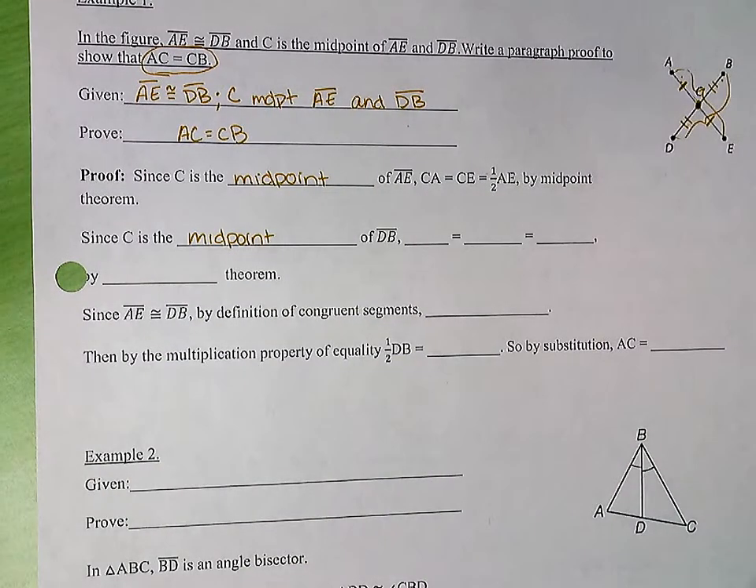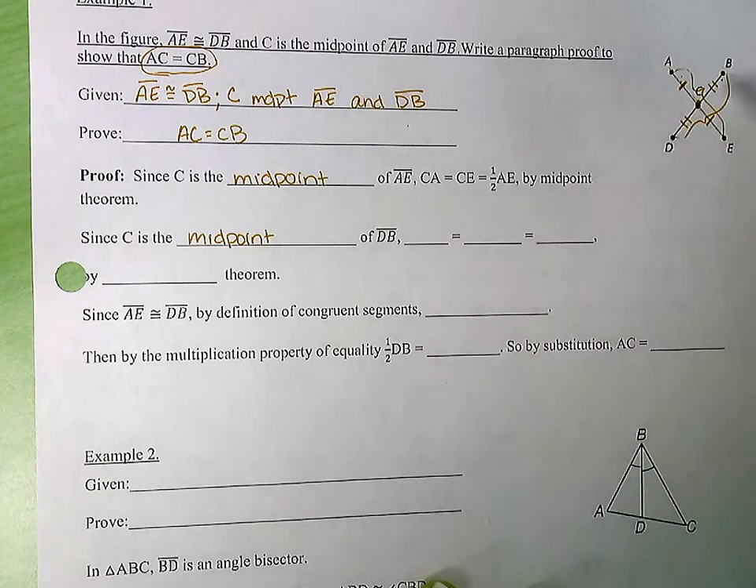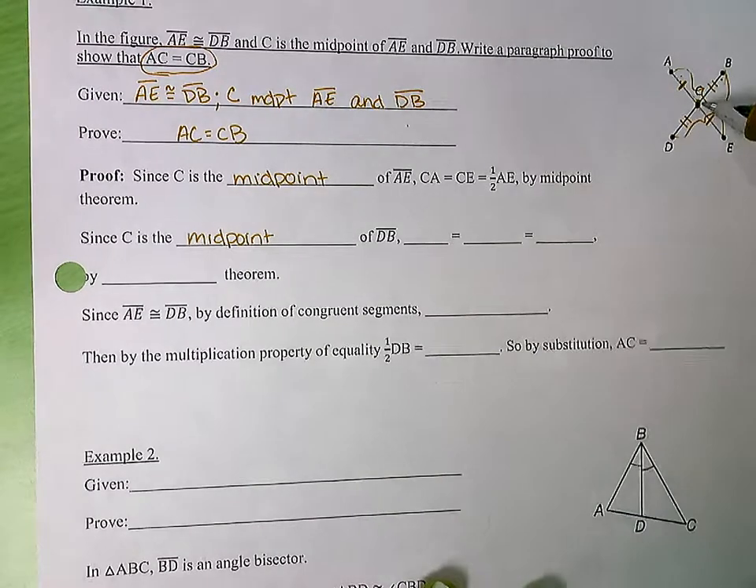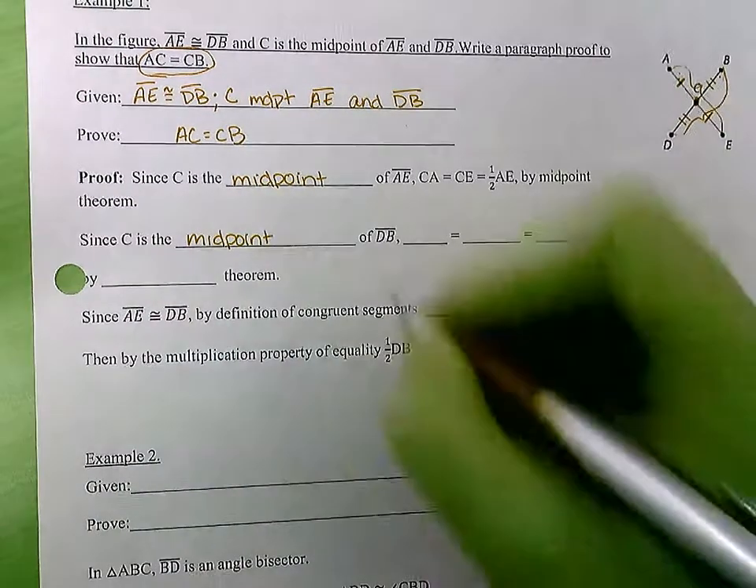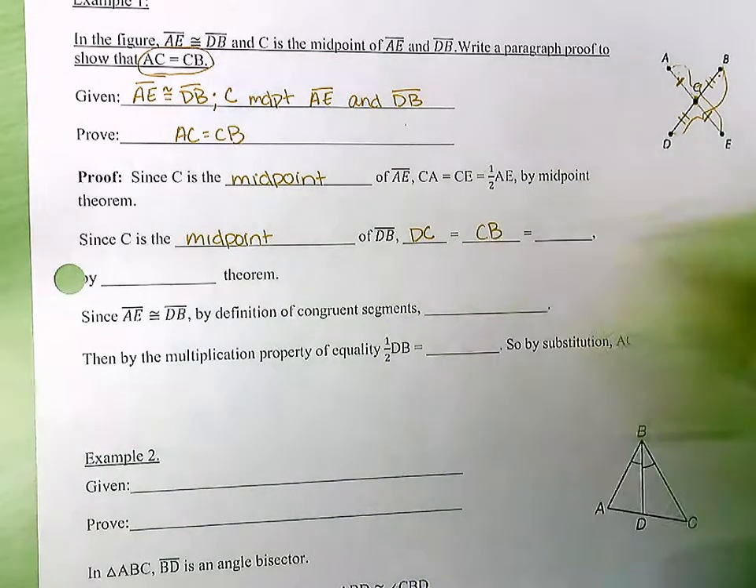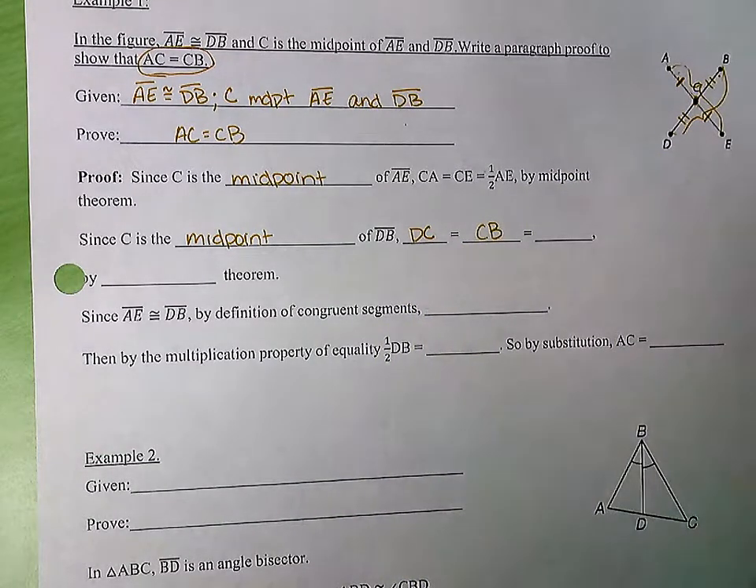Okay, so since C is the midpoint of DB, what can I conclude about those other segments? If we have DB here, I labeled DC and CB equal, so that's what I want to write. Are we ever getting to a CDM chart? Eventually.